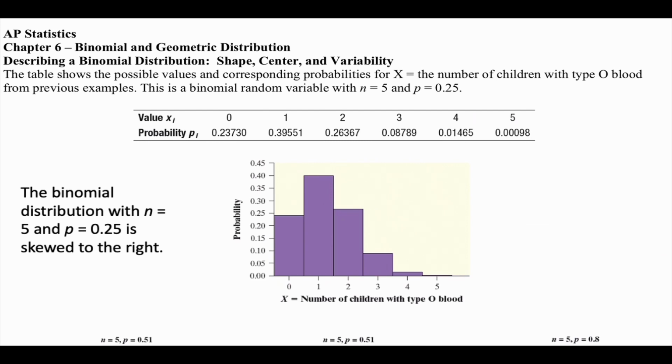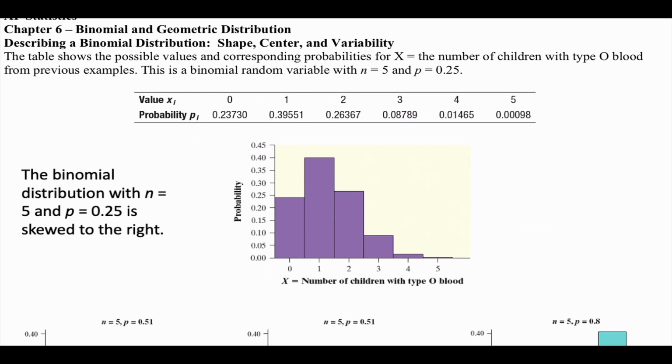So they made the table. The probability that none of the 5 kids would have type O blood is 0.2730. That is the probability that 0 out of the 5 would have it. The probability that 1 of the 5 does is 0.39551. The probability that 2 of the kids do is right there. Then the probability of 3, the probability of 4, and the probability that all 5 kids have type O blood.